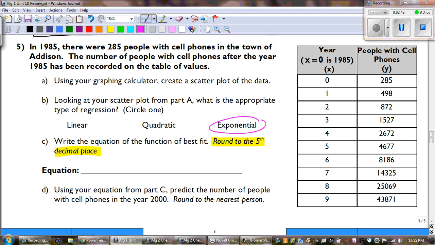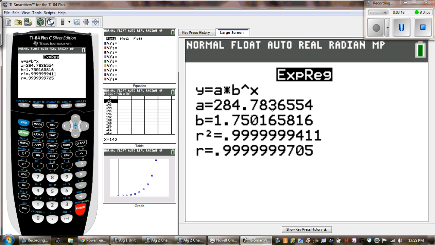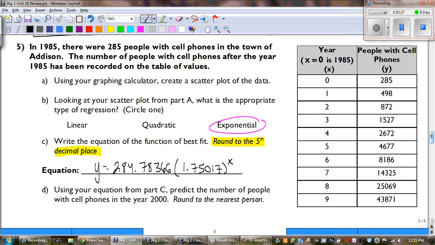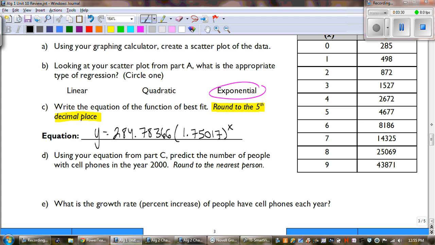All right, so here we go. When you round it, you should get y equals 284.78366, and then in parentheses 1.75017 to the x power. Okay, so I'm just going to double check that really quick, that it was 284.78366 and 1.75017. Good.